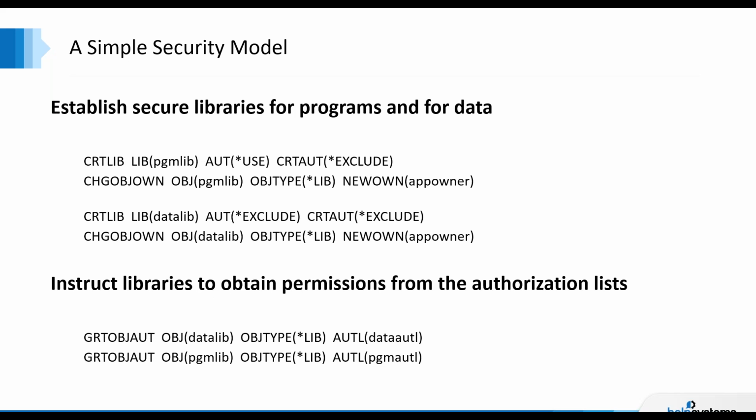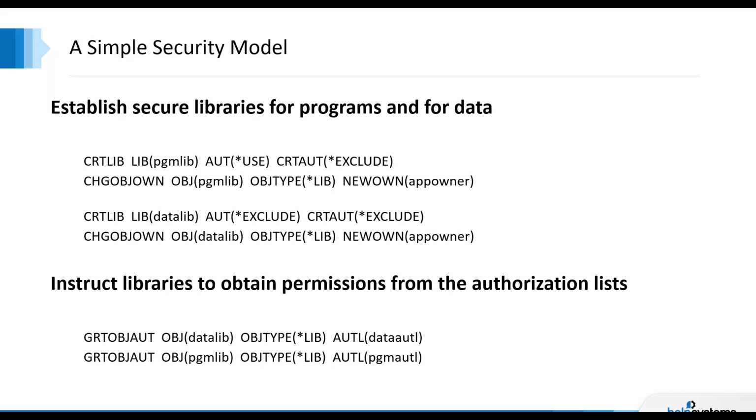Next thing I'm going to do is create a couple of libraries. I'm going to separate again the programs from the data. So the first library is for my application objects, my CL, my RPG. The public permission to this library right now is *use, and the create authority, which references the amount of public permission given to any object that I create inside that library, to *exclude. I don't want anybody accessing those objects directly. I'm then going to change the object owner to be consistent with my app owner profile as we've done previously.